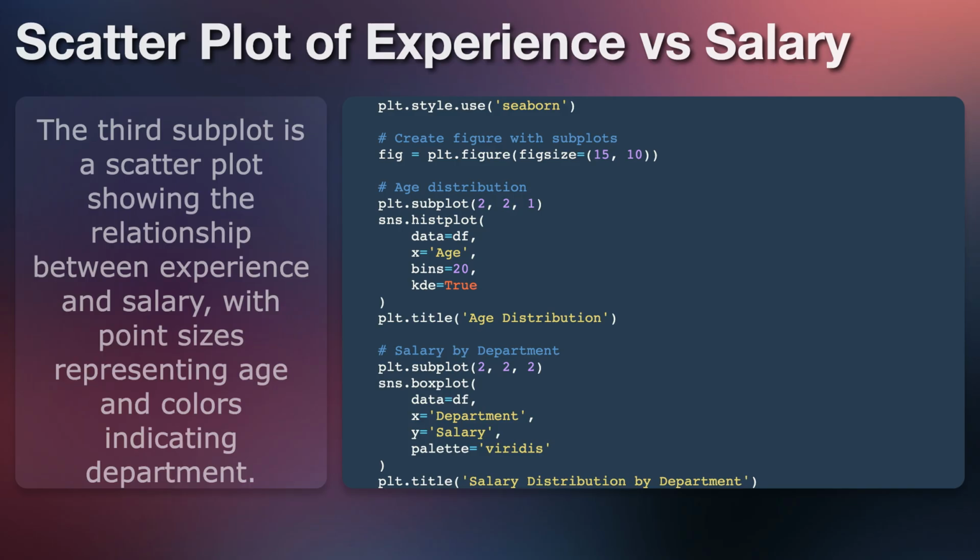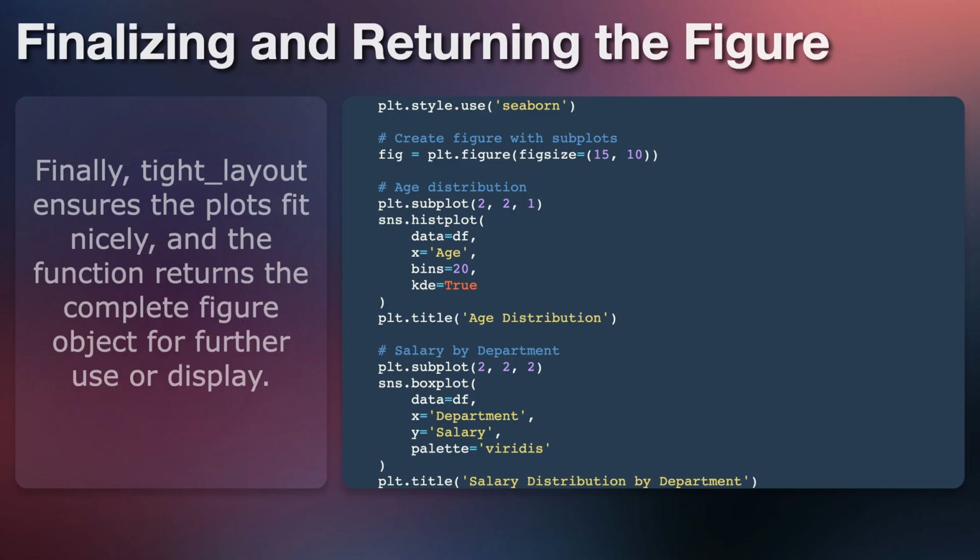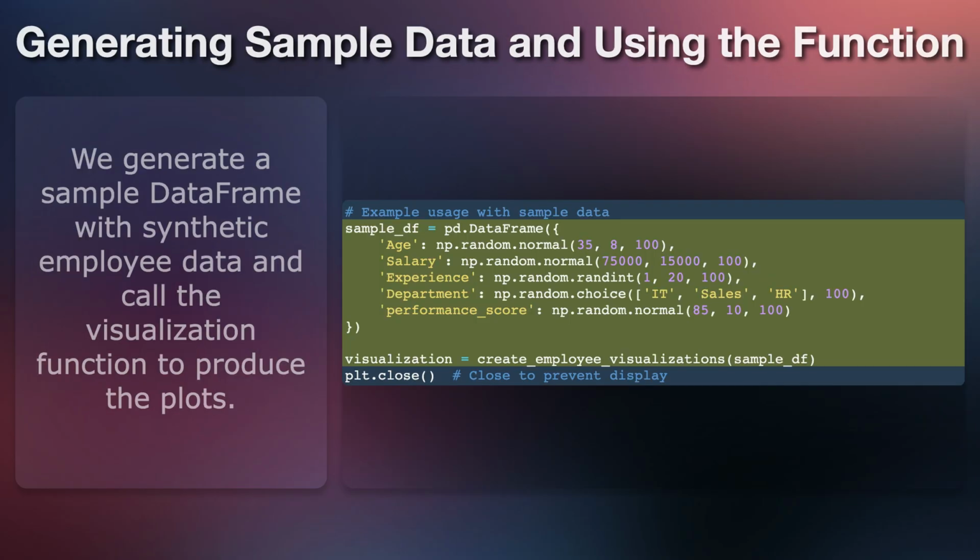and colors indicating department. The final subplot uses a violin plot to visualize the spread and distribution of employee performance scores across different departments. Finally, tight layout ensures the plots fit nicely and the function returns the complete figure object for further use or display. We generate a sample data frame with synthetic employee data and call the visualization function to produce the plots.